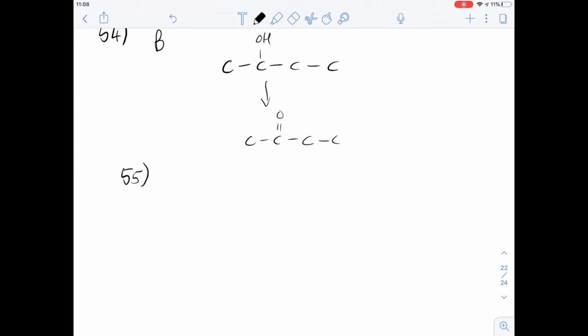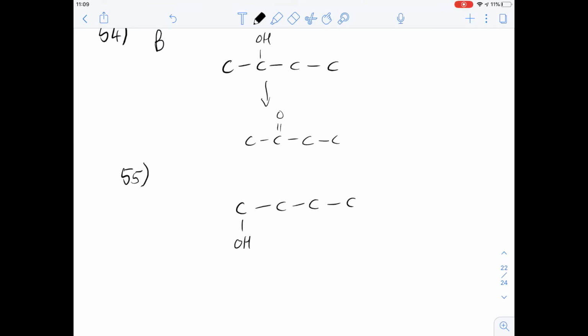If we look at 55 then, it says which one of the following statements about ADH with alcohols is not correct? Okay, so let's just go through them all. A says the product formed by the reaction of a primary alcohol with ADH is an aldehyde. So a primary alcohol, of course, is going to be, I'm just going to draw out some more carbons here. It's going to be an alcohol with the OH group on the terminal carbon.